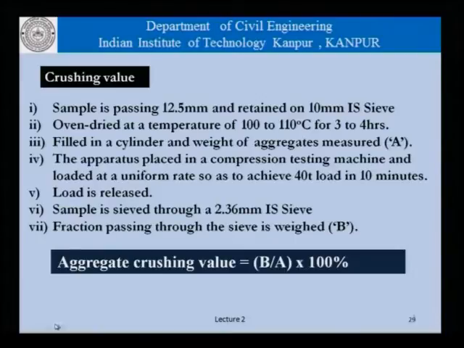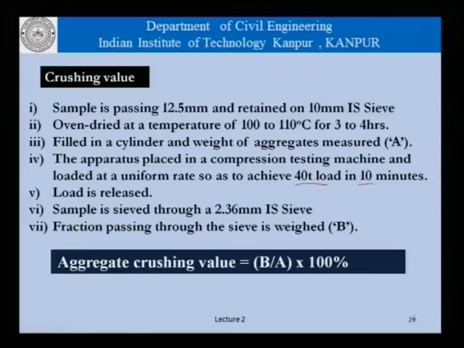They are oven dried at a temperature of 100 to 110 degrees for 3 to 4 hours, and then they are filled in a cylinder and the weight of the aggregates is measured. That is, we now know how much aggregate we have taken. The apparatus, which is this cylinder, is now placed in a compression testing machine and loaded at a uniform rate, so as to achieve a load of 40 tons in 10 minutes.